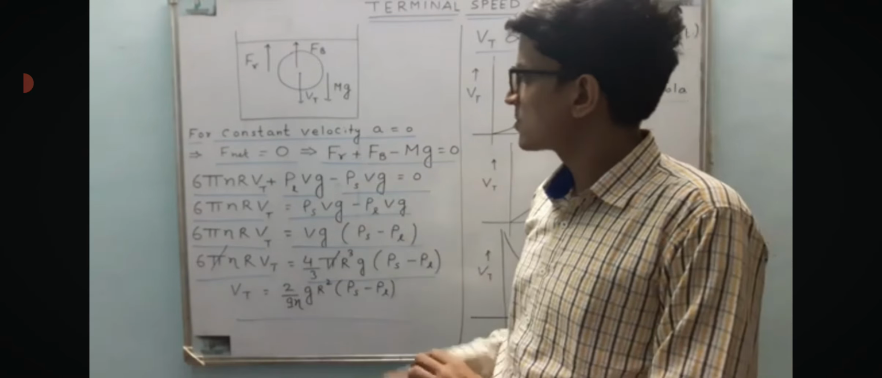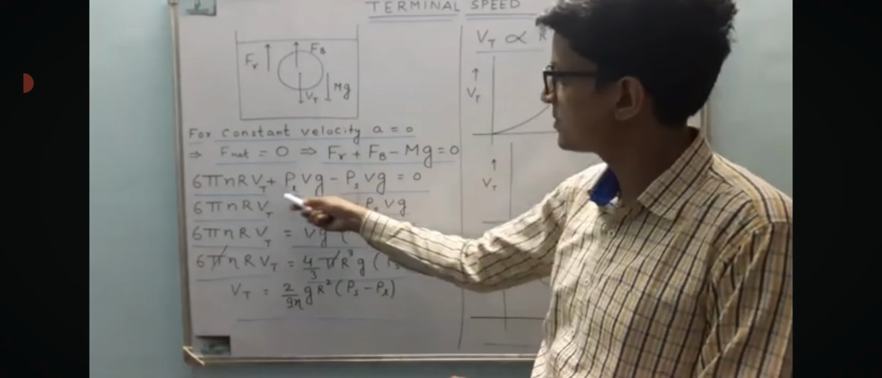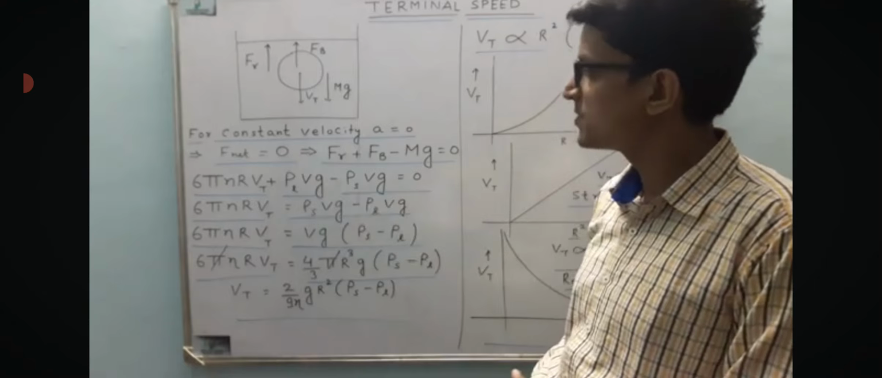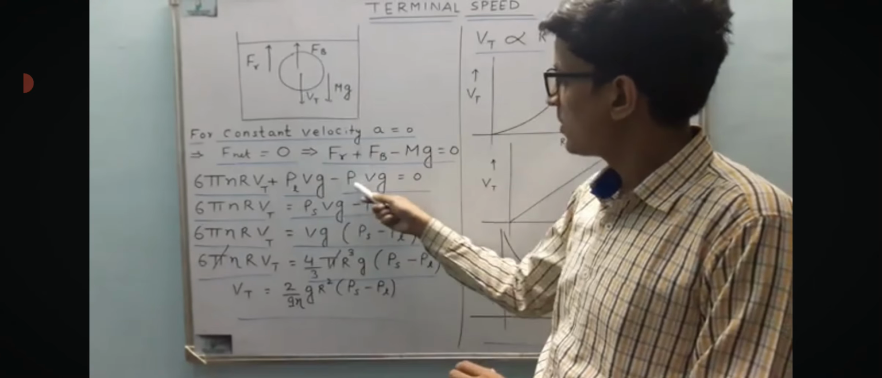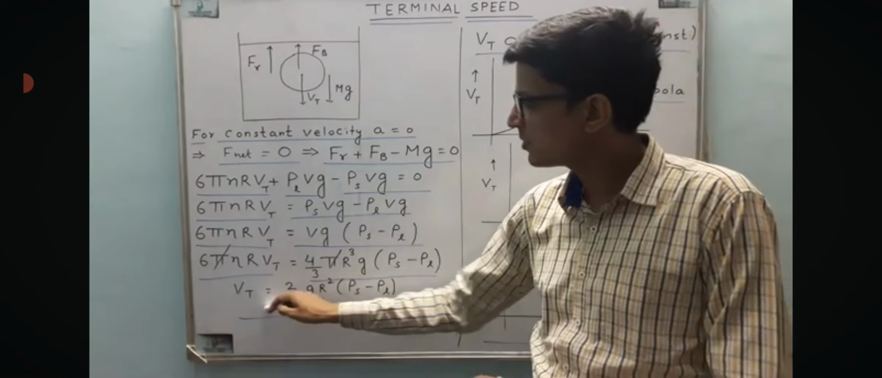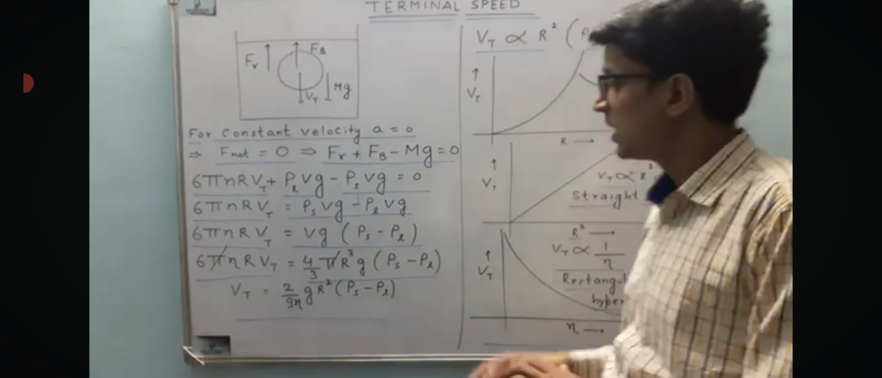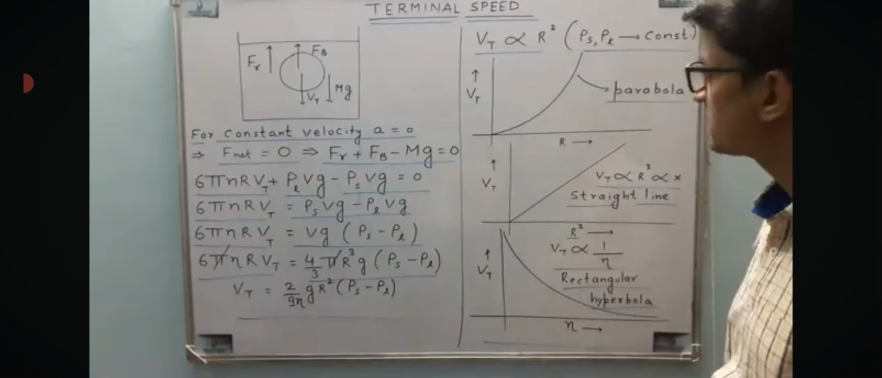So we know Stokes law that the resistive force is 6 pi eta r v. Buoyant force is rho liquid Vg, where V is the volume of the body. M will be rho solid into V, so weight is rho solid Vg. After all the calculations, we have the expression for terminal speed as 2g r square by 9 eta, multiplied by rho solid minus rho liquid. Now let's look at the graphical variations.